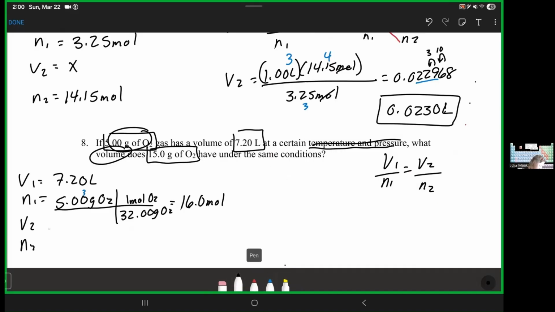Okay, my second volume is what they're looking for. And my second number of moles is, I had 15 grams of oxygen. I need to convert that to moles.